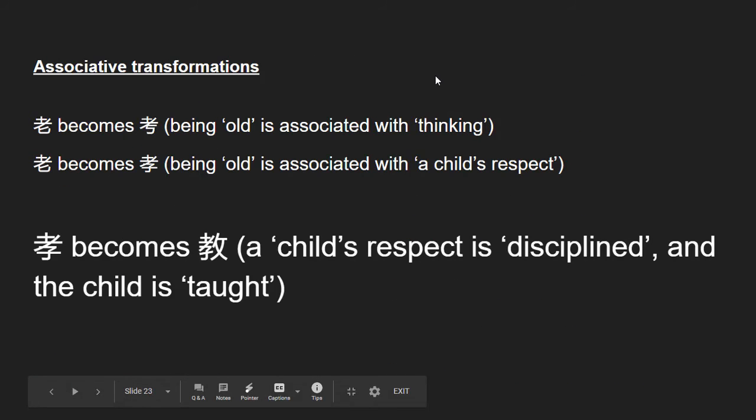Again, just the final thing now, you can see certain kanji have associative transformations. So you have the original kanji, which can be changed and adapted to mean something else. So this is the kanji for old, which is associated with thinking. So it's adapted a bit, and now it means thinking. Being old is associated with thinking. So maybe it's come from the fact that elder people have more sense of thinking deeply about life and things.